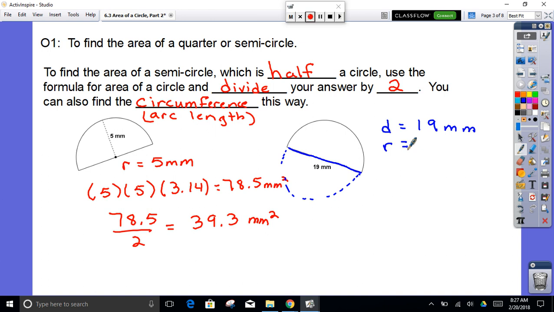You did 19 times 2. The radius is smaller. The radius is half of the diameter. So we can take the radius and multiply it times 2 to get the diameter. So what do we have to do to the diameter to get the radius? Divide by 2. What do you get when you do 19 divided by 2?